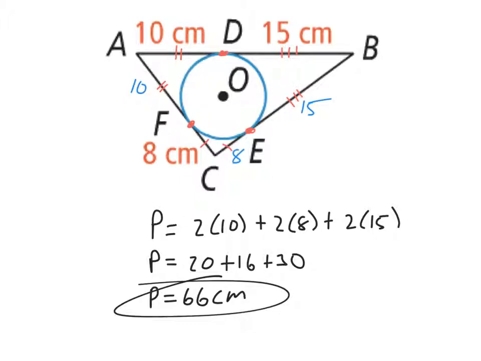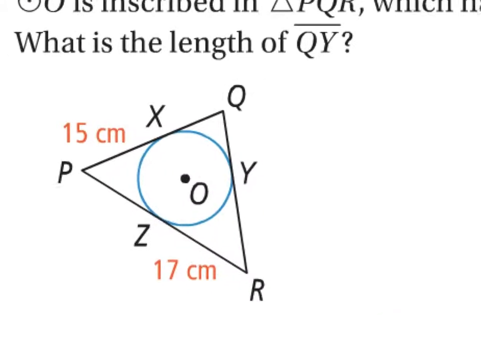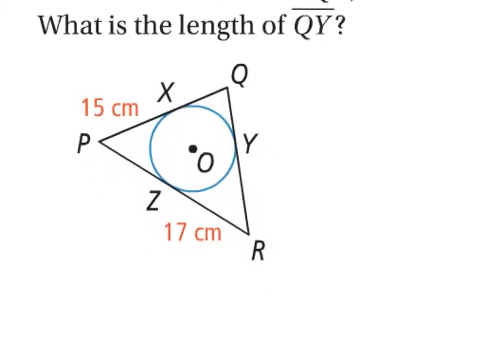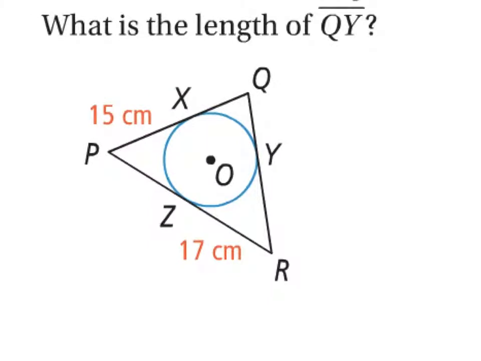Got one more. Right next to it here, we have this one. Now this one's a little bit different. We know we have tangents, but they tell us, and it's off screen right now, that the perimeter of the triangle is 88. We want to find the length of QY. So I'm going to call QY x.